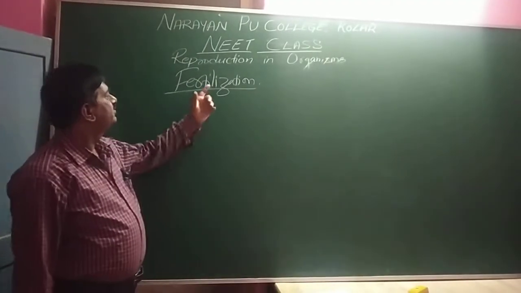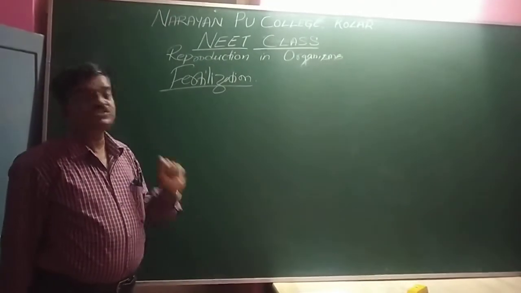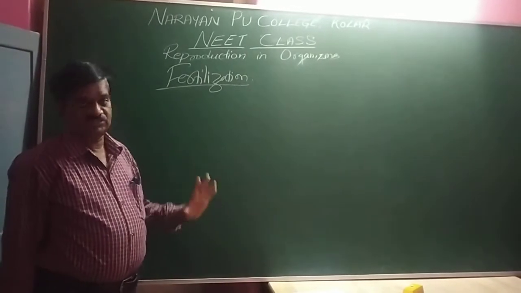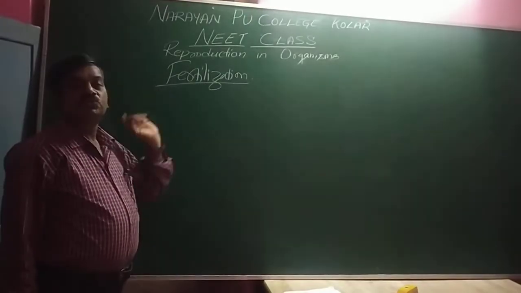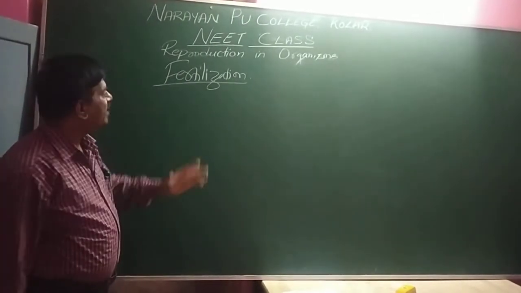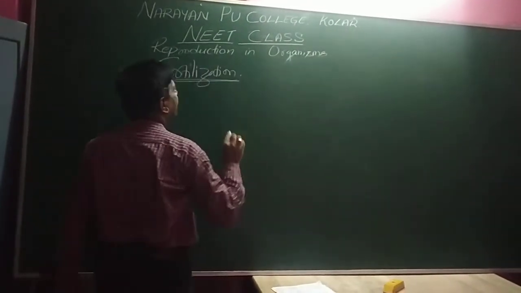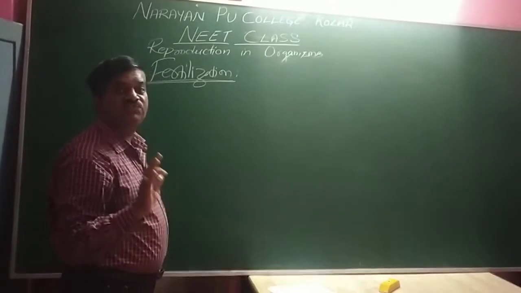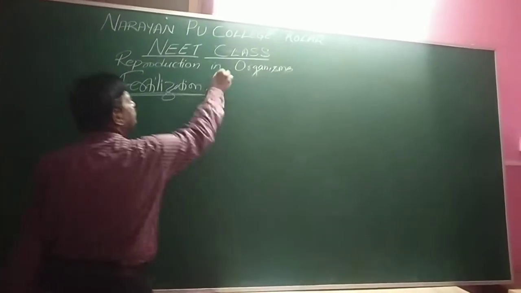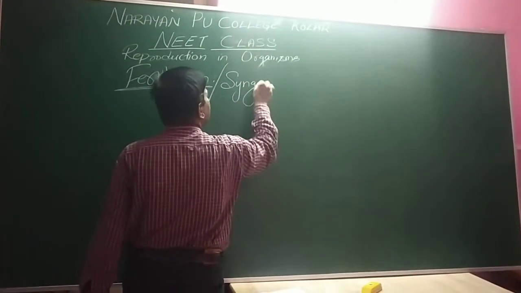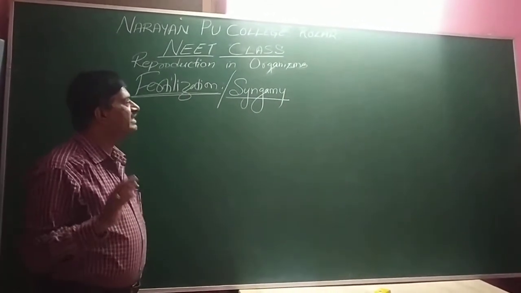So we'll start with the next topic called fertilization. The meaning of fertilization is the fusion of gametes. It is the fusion of a male gamete and a female gamete which leads to the formation of a zygote. Here the fusion of male and female gametes, or two different gametes fused, is called fertilization. Here we use the word syngamy. Fertilization may be called syngamy.